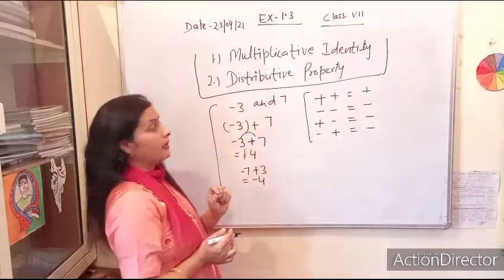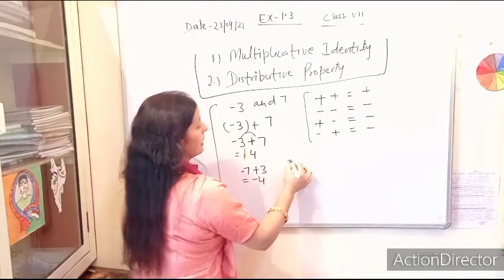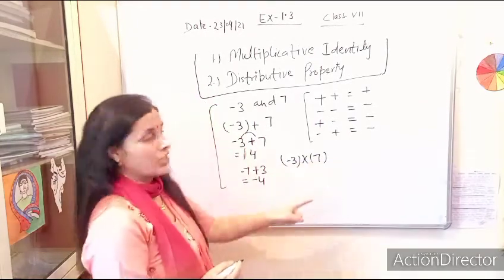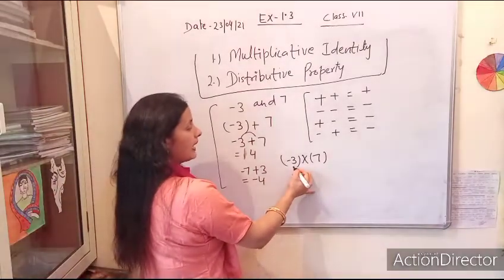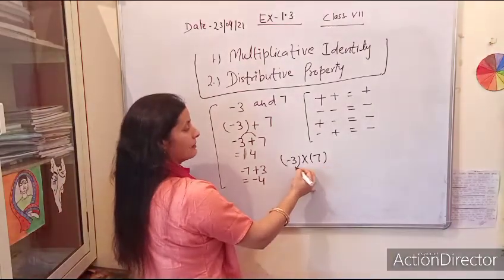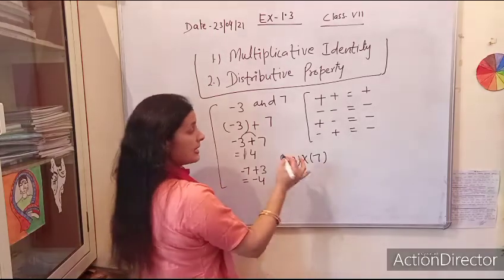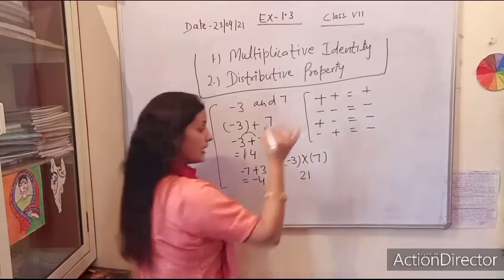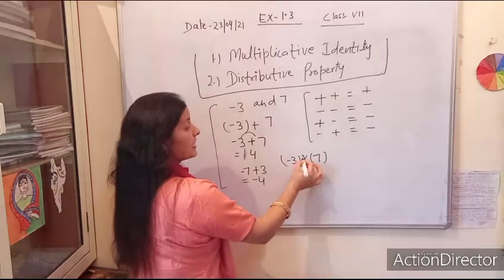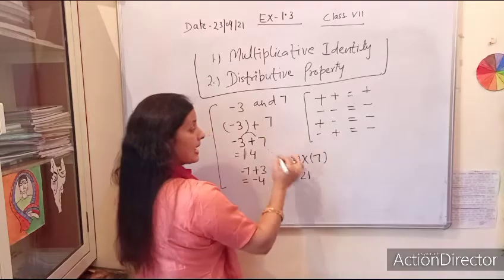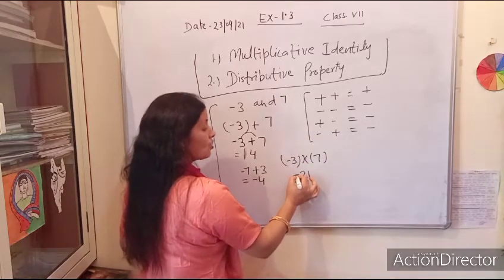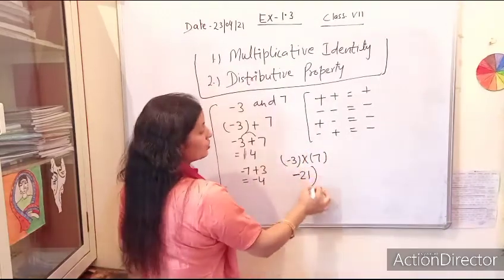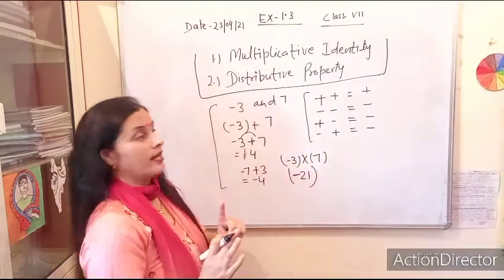But what about multiplication? Now I am taking the same number, minus 3, and doing multiplication with 7. We can read the table of 3 seven times or the table of 7 three times. 7 ones are 7, 7 twos are 14, 7 threes are 21. I have written here 21. There are two different signs here: 7 contains a plus sign and 3 contains a negative sign. So the sign placed before 21 will always be negative. This is the rule I want to make you understand.